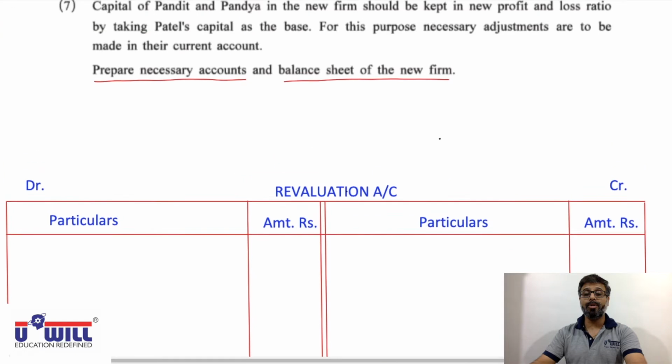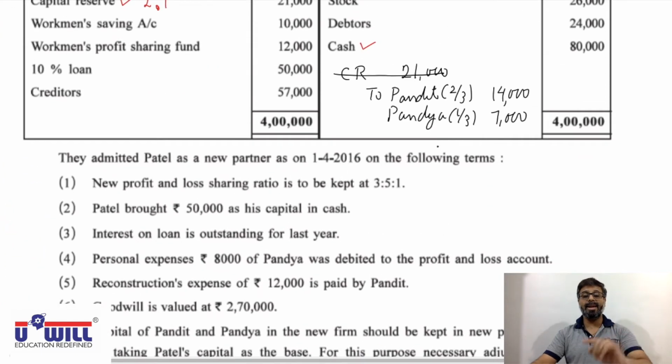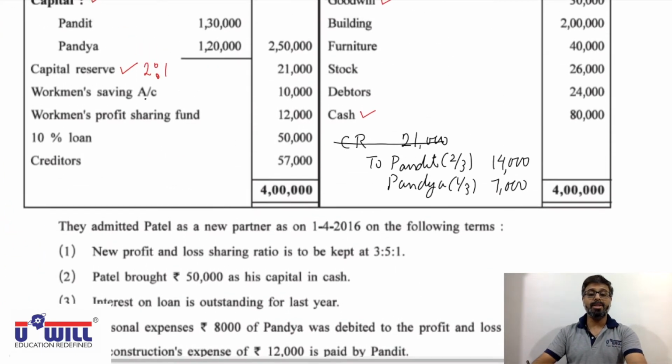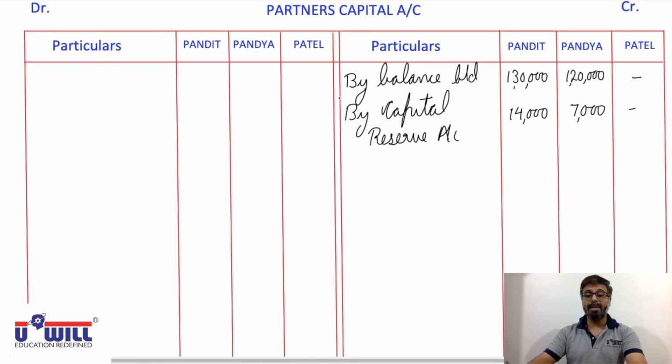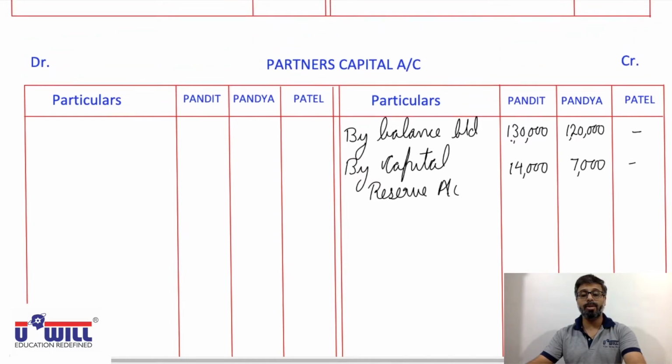Okay. The other shortcut I told you, if you remember, is left right, right left. In the balance sheet capital reserve is on the left side, so left right. In partners capital it will come on the right side, and between old partners in the old ratio.